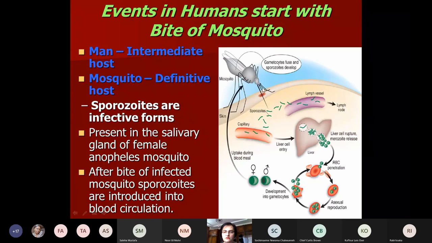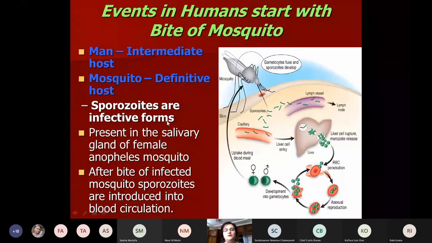Events in humans start with the bite of the mosquito. You see, the bite of the mosquito. But remember, man is an intermediate host. A mosquito is really the definitive host, because only in mosquitoes do all plasmodiums make offspring. That's why it's like their home. In humans there are just some cycles of development.